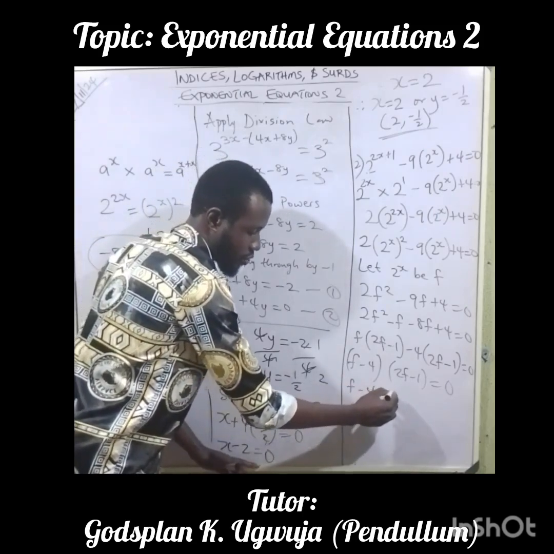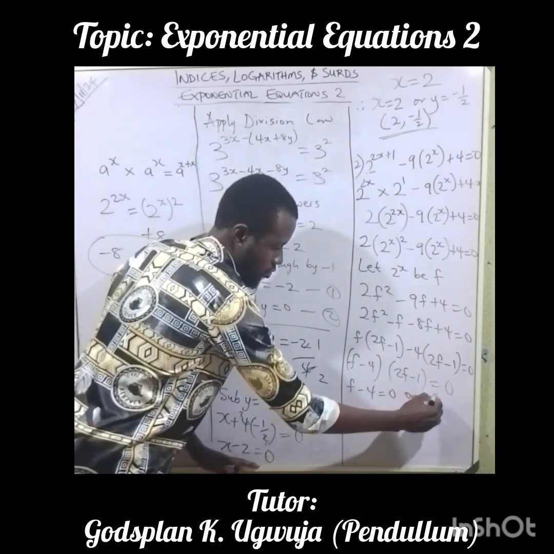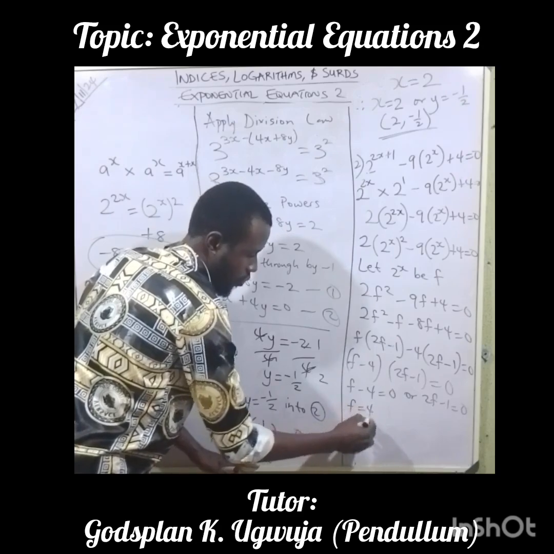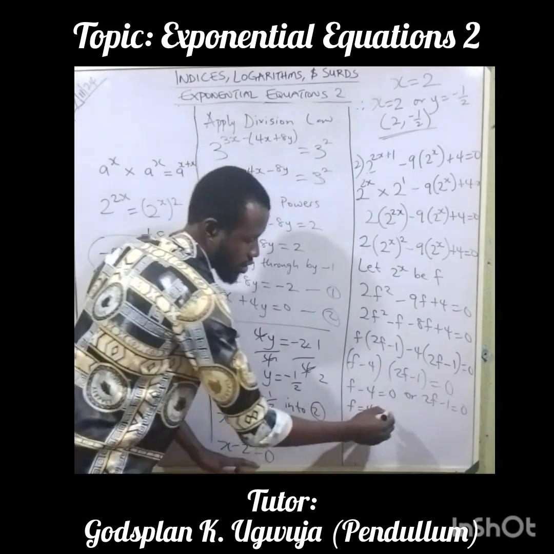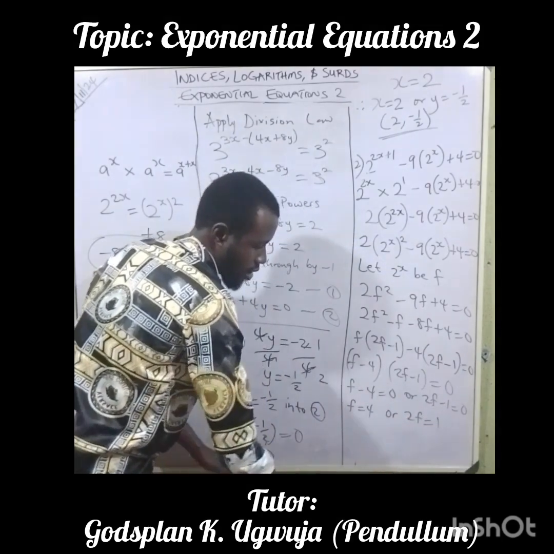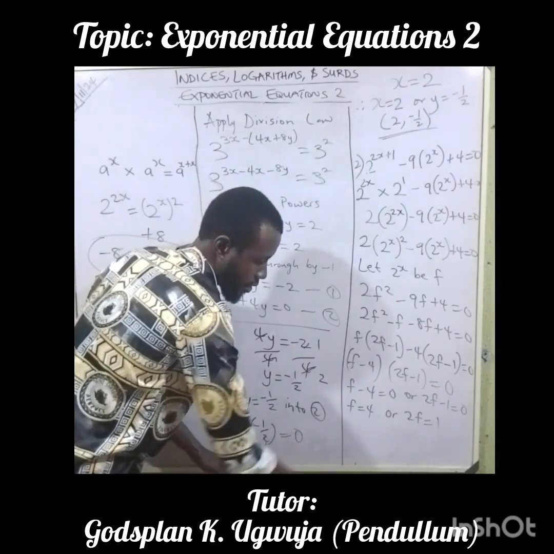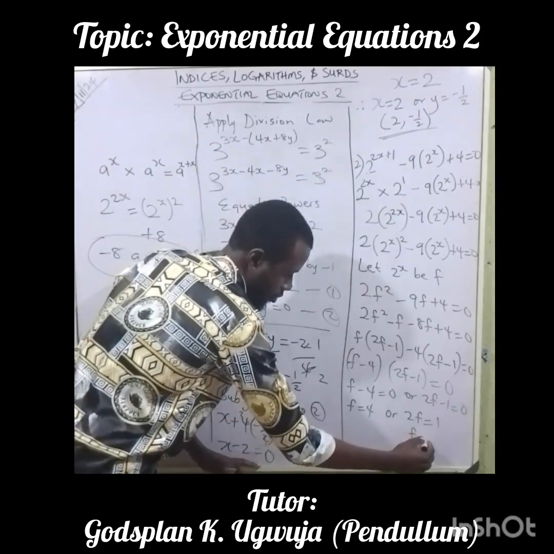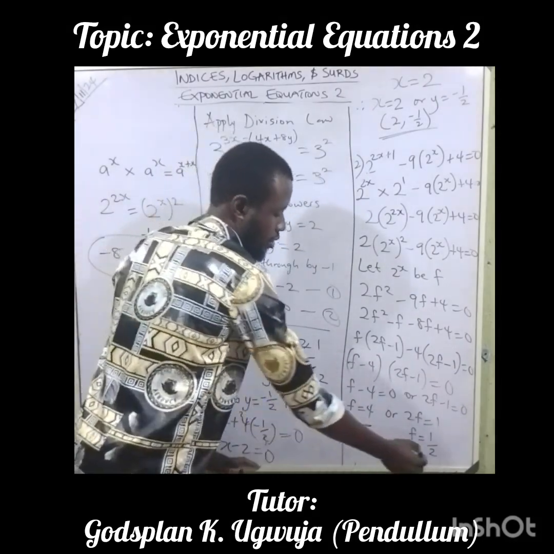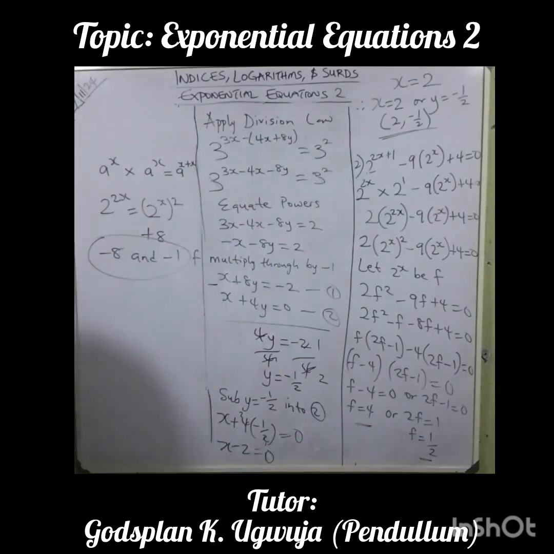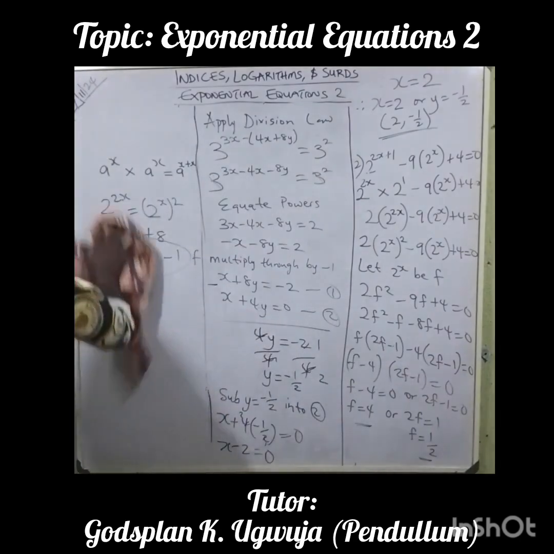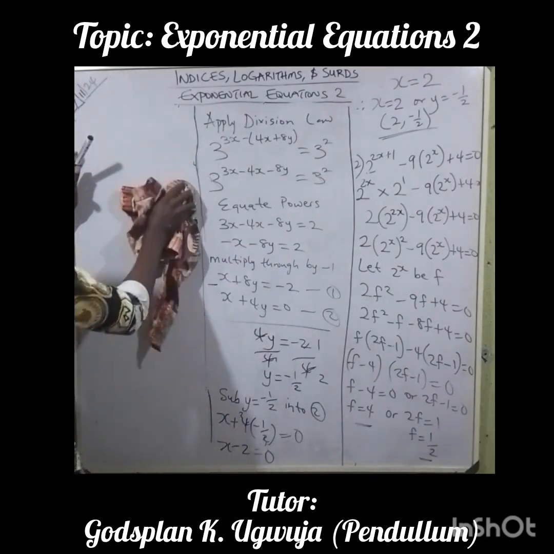Giving me that f minus 4 is equal to 0 or 2f minus 1 is equal to 0. From here we have that f is equal to 4, 4 will cross over. Or 2f is equal to 1, whereby f will be equal to 1 over 2. I divide both sides by 2. Alright? So these are not the answers, but these are the values of f I got.